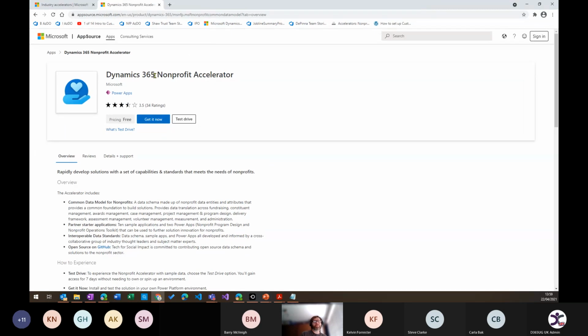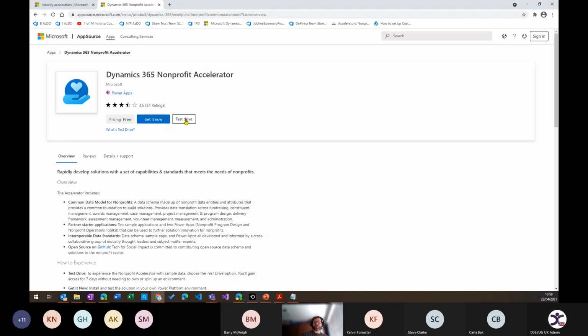I did have it open just to show you that if you browse to one of those URLs, you'll get to this page. So here's the non-profit one, and there's an option to hit test drive. If you click on that, it'll ask you to sign in with a work or school account, just so it's got a way of tying the test drive back to you. Then it'll give you access to everything I've talked about today, and you'll be able to go on and have a play around with it.